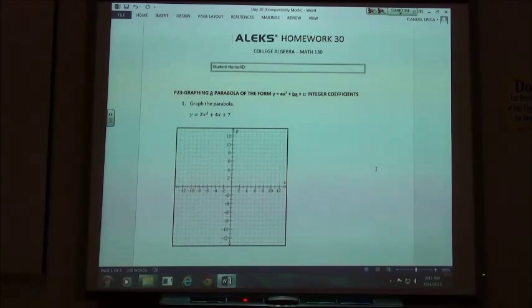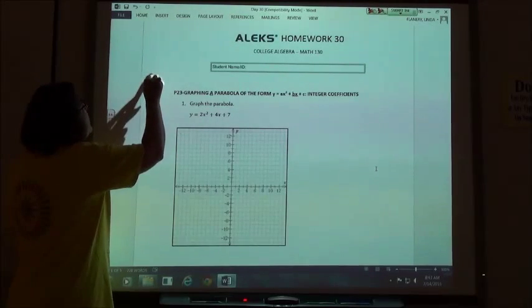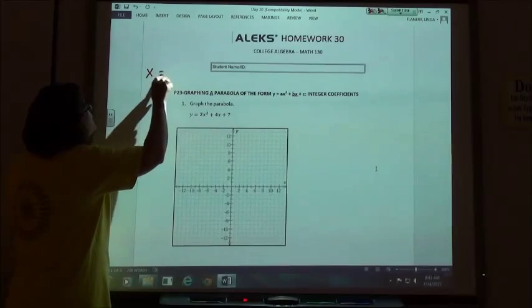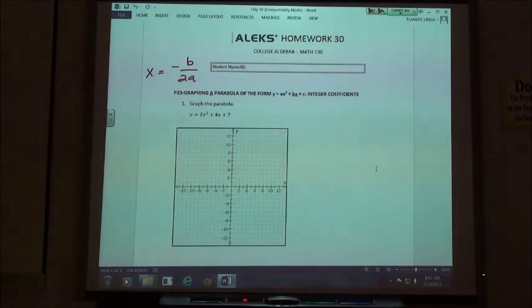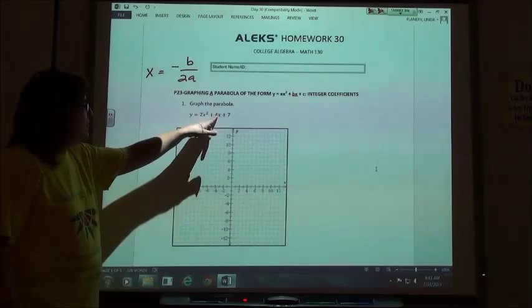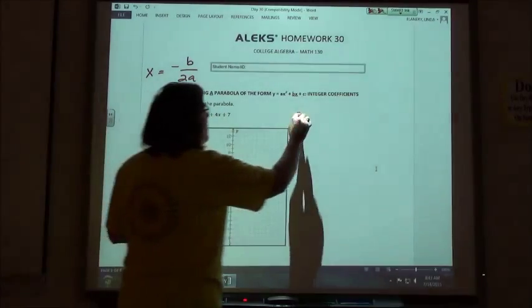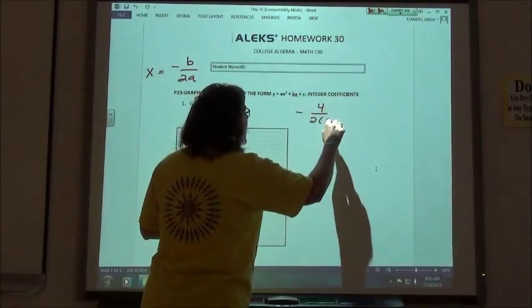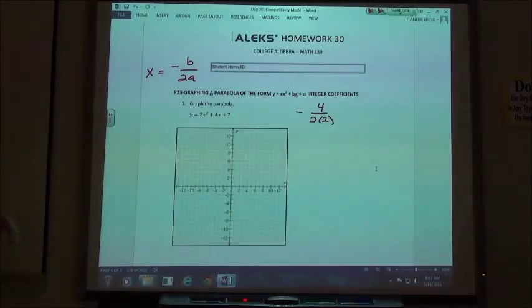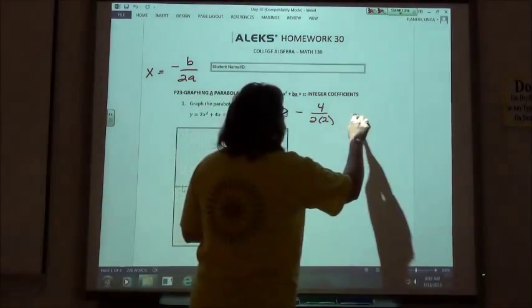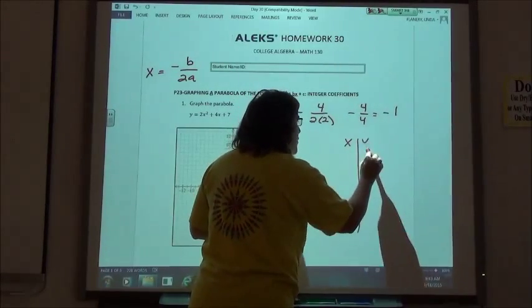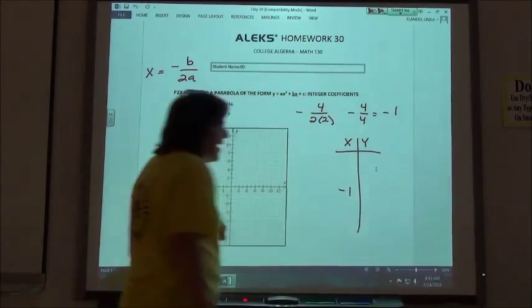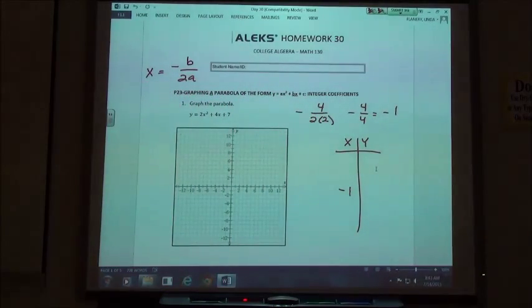And so they tell you that if you want to find the x value of your vertex, you're going to do minus b over 2a. And the a, b, and c are just like when you use the quadratic formula. So b would be 4, a would be 2, so I would have minus 4 over 2 times 2. And then I would simplify that, so I would have negative 4 over 4, which is negative 1. So when you make your table, negative 1 is going to be the middle value on your table.